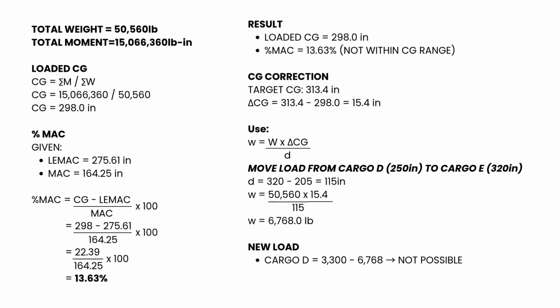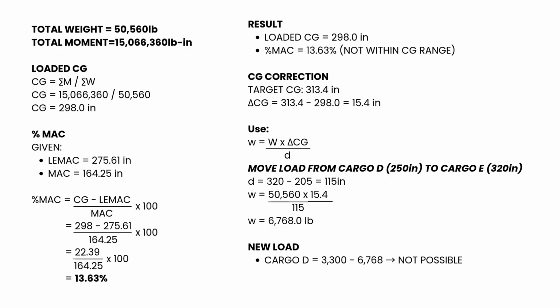Now converting CG to percent MAC, we are given the MAC leading edge equals 275.61 inches. MAC is equal to 164.25 inches. Now the formula is here. This gives percent MAC equal to 13.63%. This value is not within the acceptable CG range, meaning the aircraft is forward heavy.